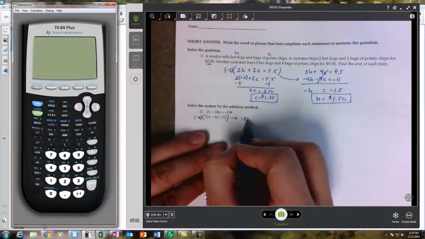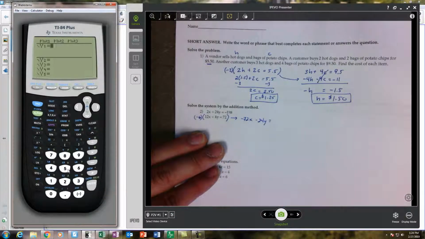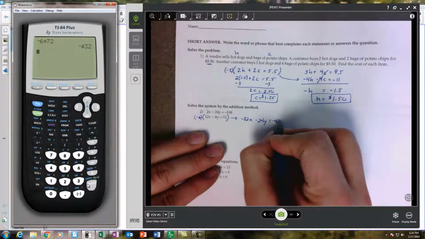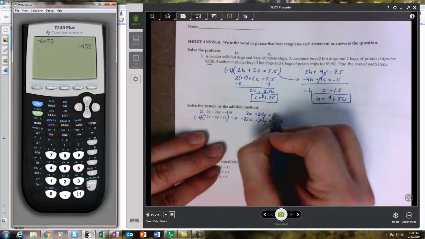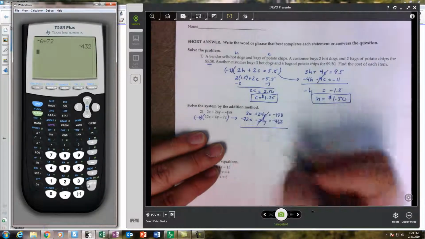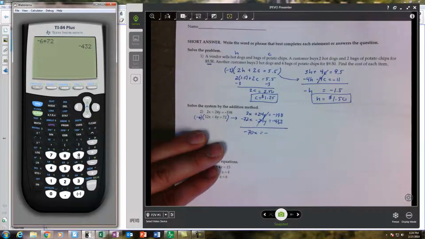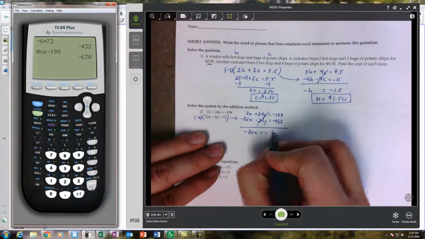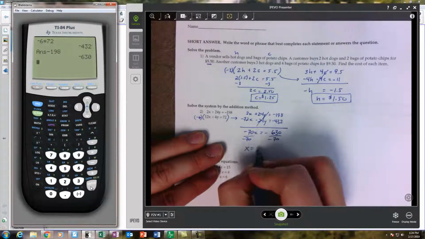which becomes -72x minus 24y equals, and I'll need my calculator for this one. Got a -6 times 72. It's -432. And of course I bring over my 2x plus 24y equals -198. My y's will cancel. I get -70x equals, this will be a big negative. I'm going to minus 198 to get -630. If I divide by -70, I should get that x equals 9.